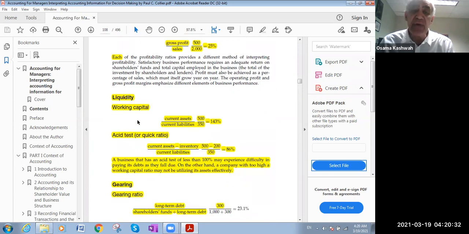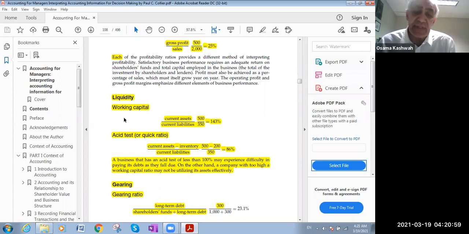How about the liquidity ratios? What do we mean by liquidity? Liquidity means the ability to change the assets into cash. The quicker the assets can change into cash, we call it liquidity. From liquid, it means how to liquidize your inventory, your stock, whatever, into cash.